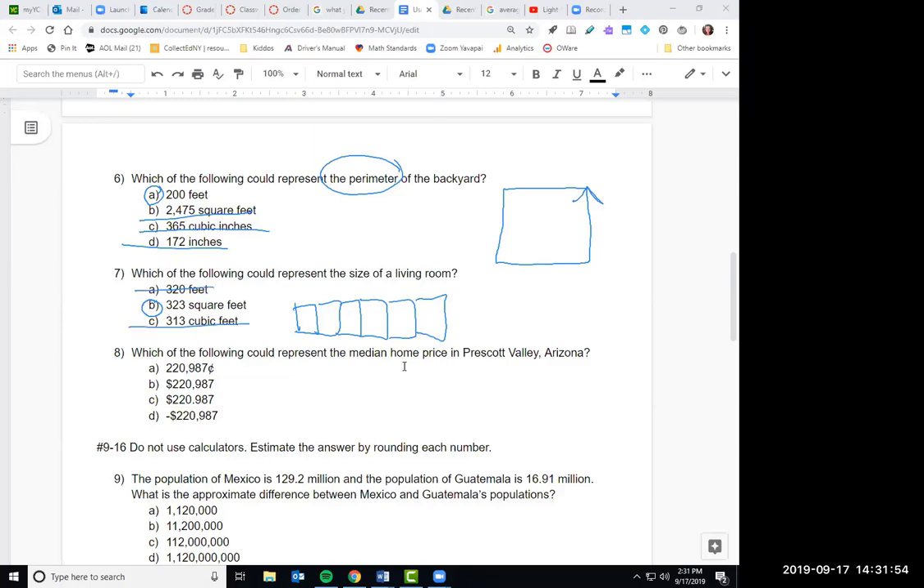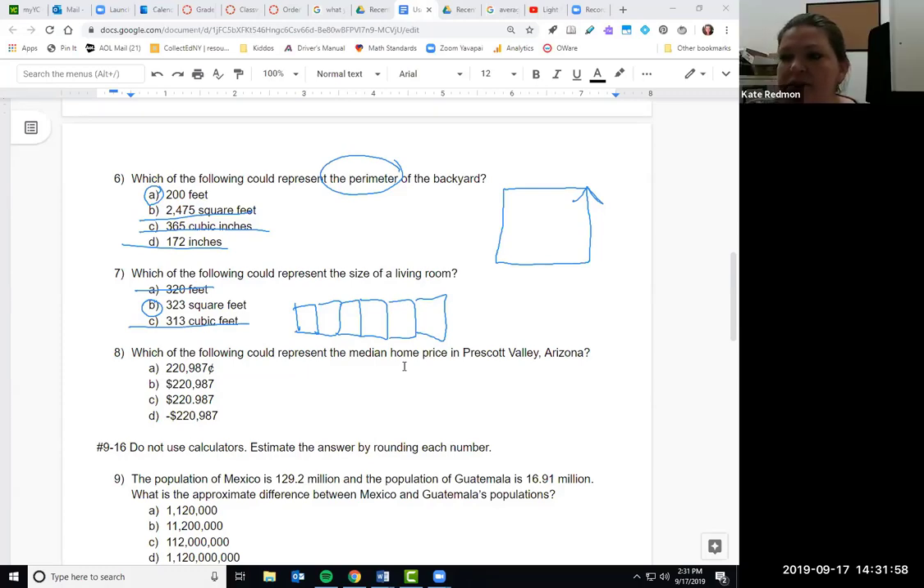No? I'm super glad because on the GED, it'll ask you to find the something per square foot or the number of cubic inches per blank. And if you don't notice that unit thing, you'll get thrown off about what you're supposed to be doing. So let's look at 8 then. Which of the following could represent the median home price in Prescott Valley, Arizona?